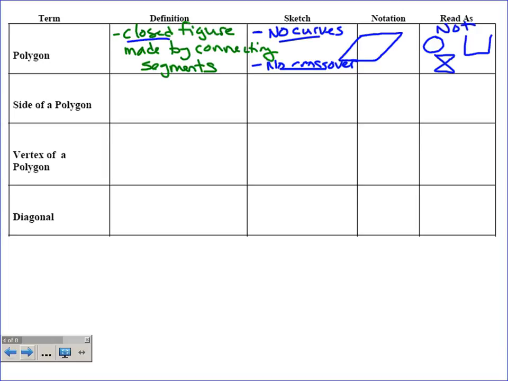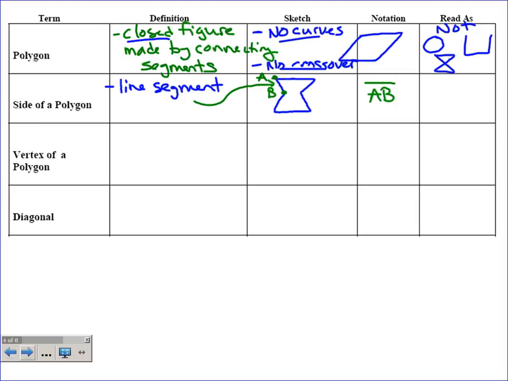A side of the polygon is just a line segment. So for instance, let me draw something. Is that a polygon? Yeah, it's closed and there are no curves. If I was to label this, and that was A and B, then guess what? That's going to be the side. Great sketch, huh? And the notation there is just side AB.